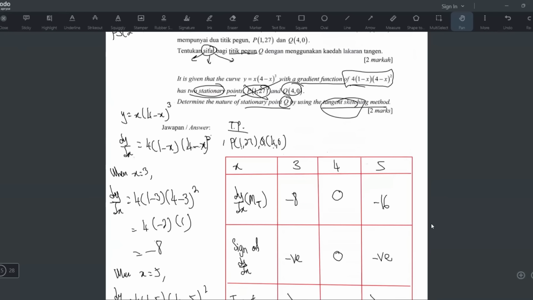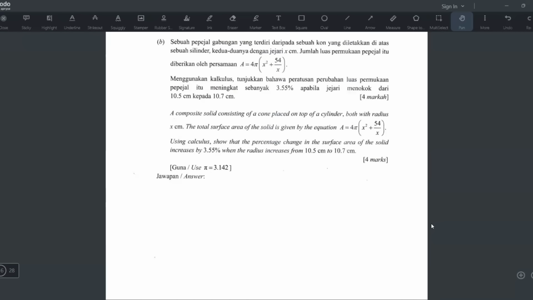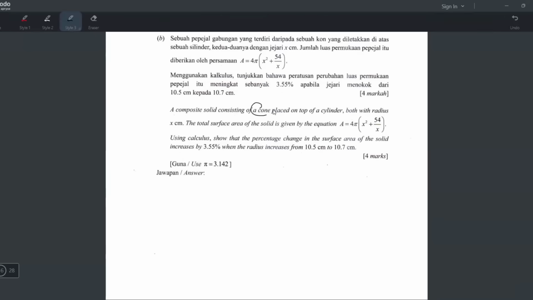So that's all for my 10A. Now 10B. Okay, what is this? Also differentiation, because it's still number 10. A composite solid consisting of a cone placed on top of a cylinder. For me I must draw it, because it's easy to label and also easy to imagine the question. So we have a cone on top of a cylinder like that.